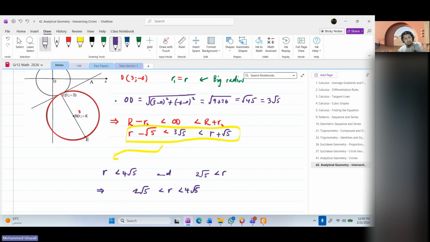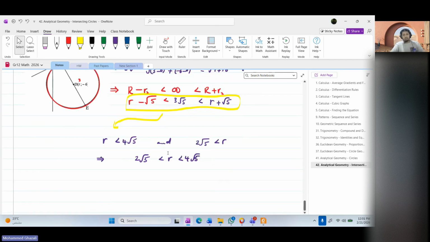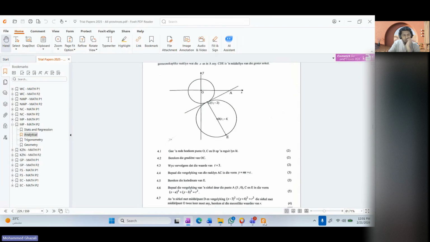And now if the value is between 2 root 5 and 4 root 5, then the circles will intersect at 2 points. Okay, guys, that's it. Calculate all the possible values of R. So the values of R must be between 2 root 5 and 4 root 5. All right, so moving on to the next question.